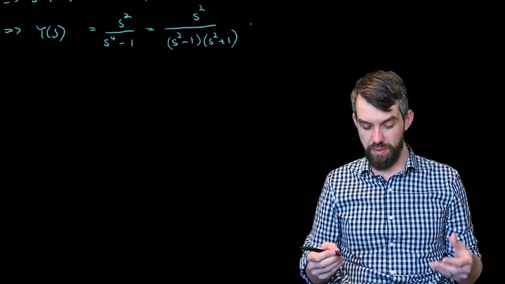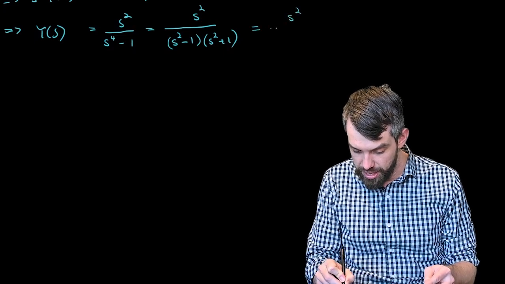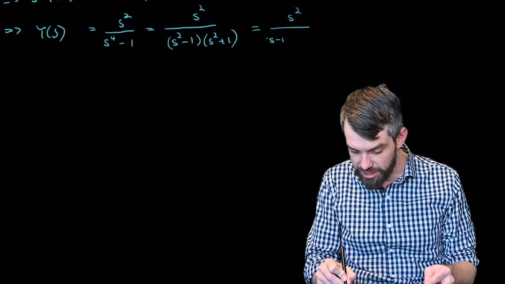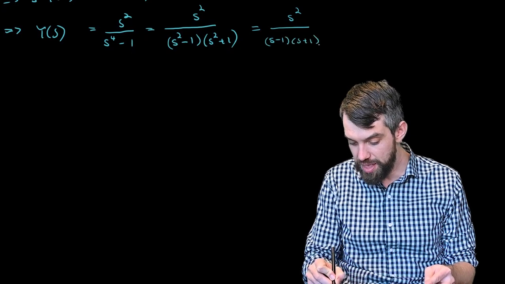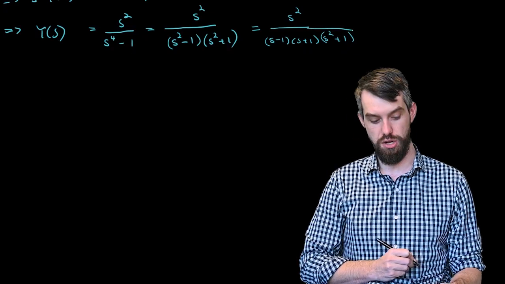Giving myself a little bit more space to work with here, I'm then going to factor even further by noting that the s squared minus 1 can be written as s minus 1 times s plus 1. And then for the s squared plus 1 term, there actually isn't anything that I can do further.